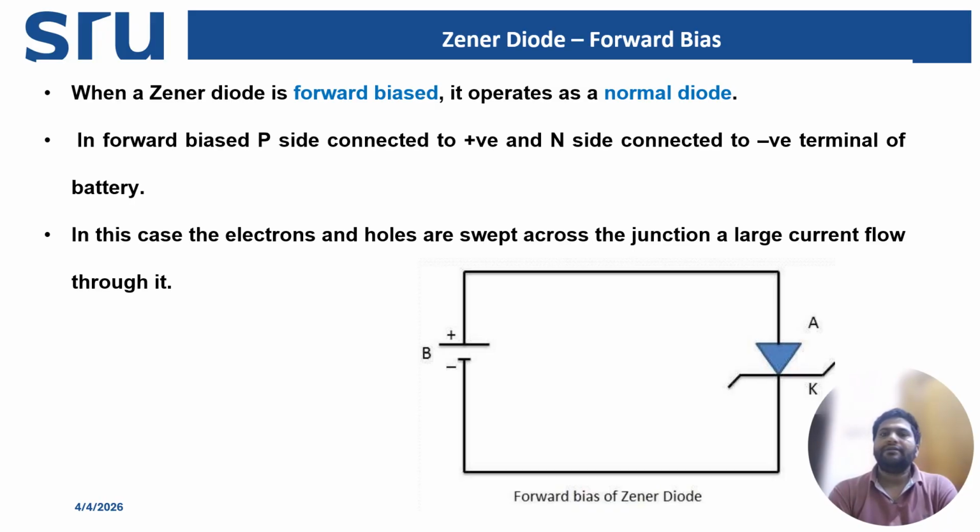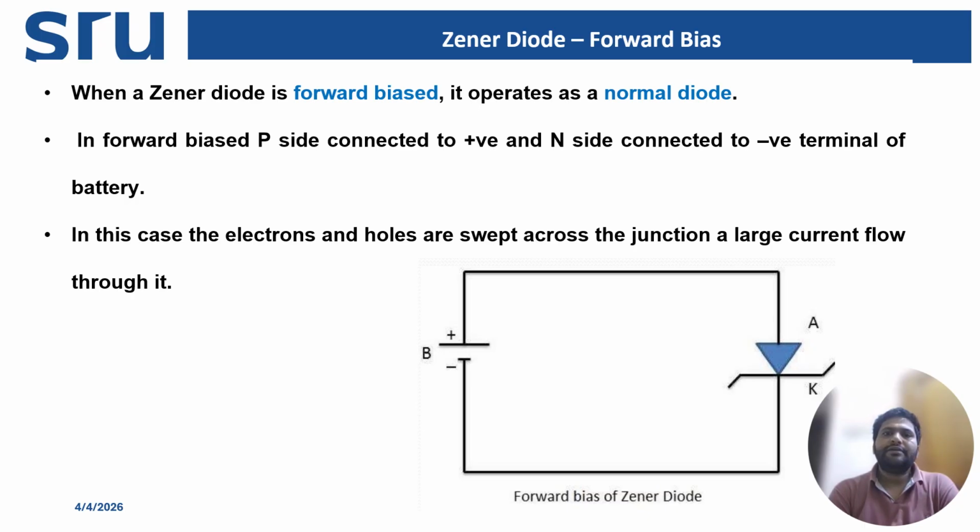So what happens in forward bias when a forward voltage is applied to the Zener diode? When the Zener diode is forward biased, the positive terminal of the battery is connected to the P side and the negative terminal is connected to the N side. The depletion region becomes narrow and the barrier potential decreases. As a result, majority carriers cross the junction and the current increases rapidly after the threshold voltage. We can see in the picture the positive terminal connected to the anode side and the negative terminal connected to the cathode side.